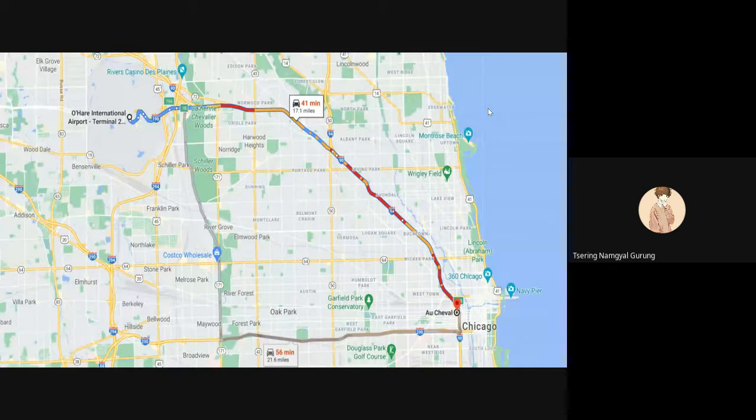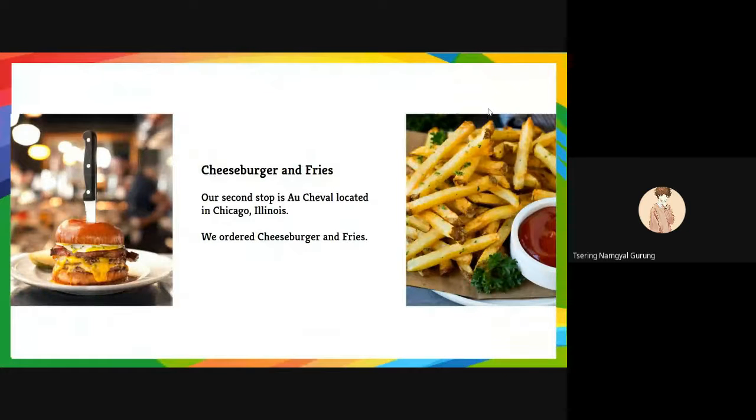So we heard that the burger over there was really famous, so we wanted to taste it, so we moved there. It took like 41 minutes to reach there. So we had a ham cheeseburger and fries. Our second stop at Chowel is located in Chicago, Illinois. We ordered a cheeseburger and French fries there.